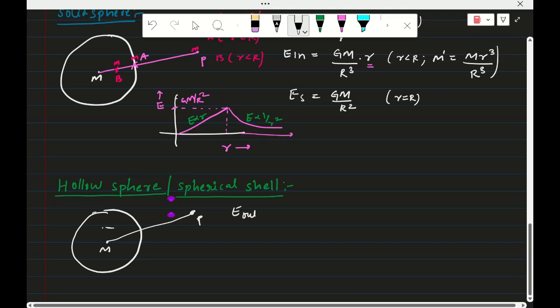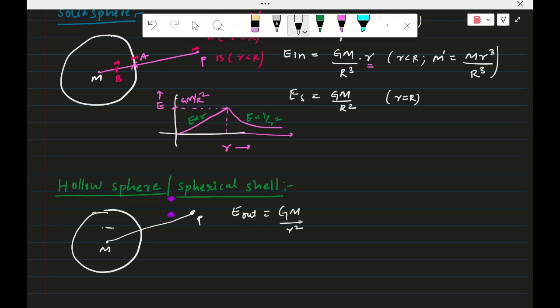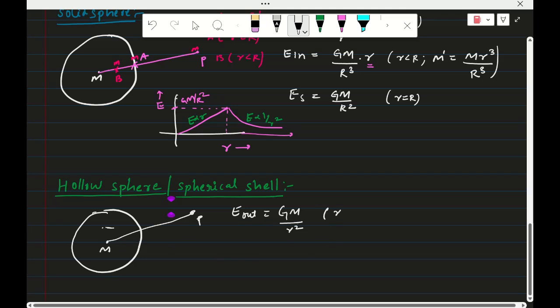Therefore, E out is equal to G into M by r square, because the hollow sphere and solid sphere mass is the same, consider here. Here I am writing the mass of this body, right? So this is for r greater than R, meaning an outside point. So E inside is equal to 0. That means the effect of the field is always away from the mass.